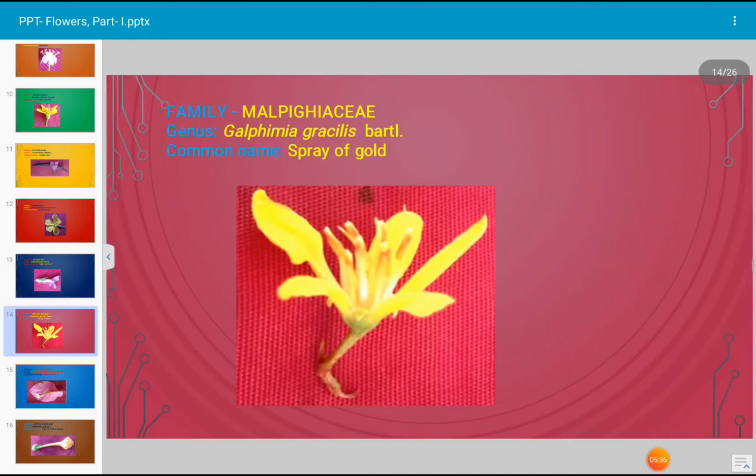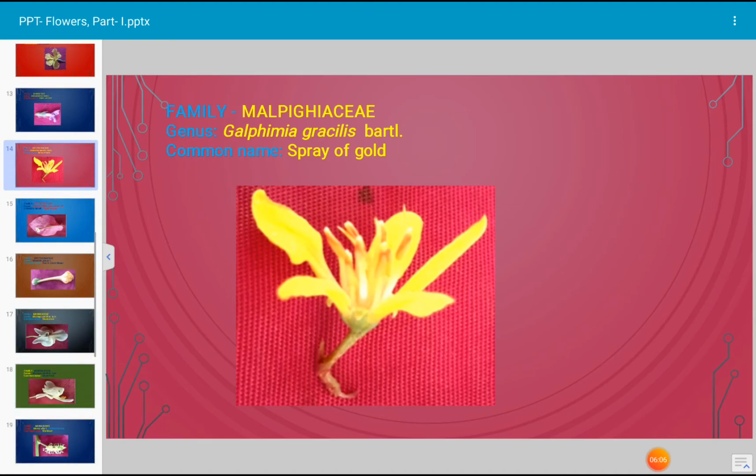Next, this flower is a beautiful yellow colored flower. It is the flower of Galphimia gracilis. Its common name is spray of gold. The family of this plant is Malpighiaceae. This plant is commonly grown as an ornamental plant and it produces beautiful yellow colored flowers.